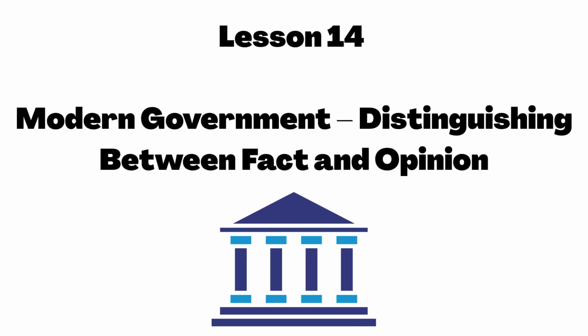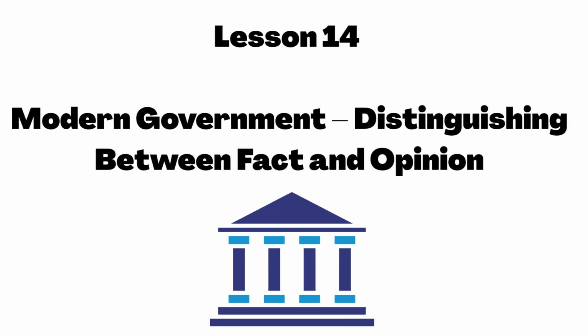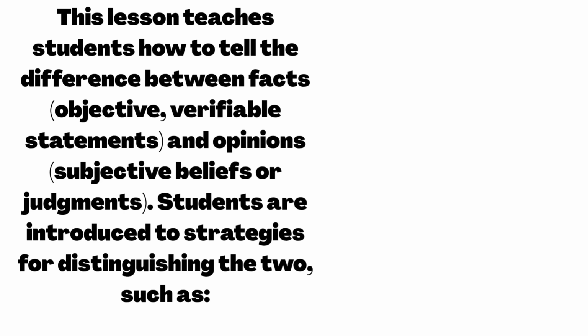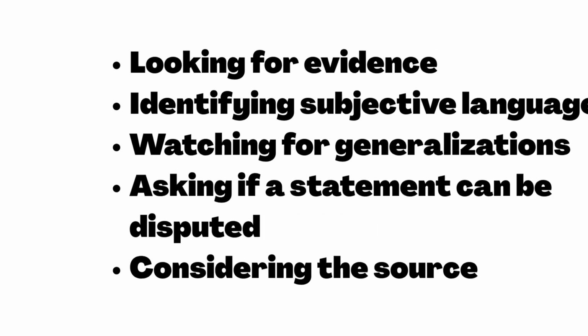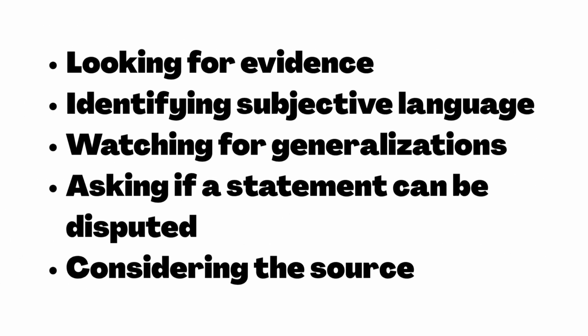Lesson 14. Modern Government, Distinguishing Between Fact and Opinion. This lesson teaches students how to tell the difference between facts, objective, verifiable statements, and opinions, subjective beliefs or judgments. Students are introduced to strategies for distinguishing the two, such as looking for evidence, identifying subjective language, watching for generalizations, asking if a statement can be disputed, considering the source.